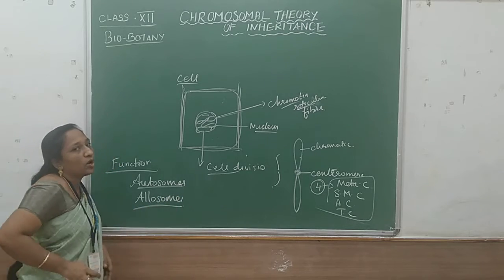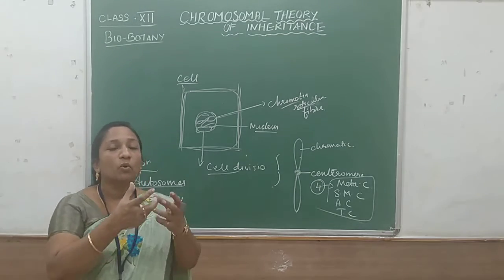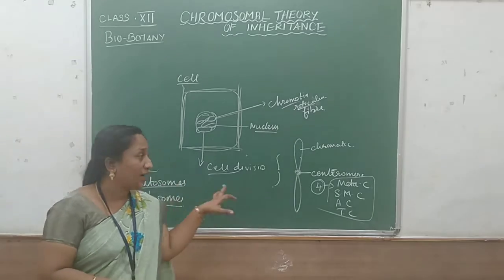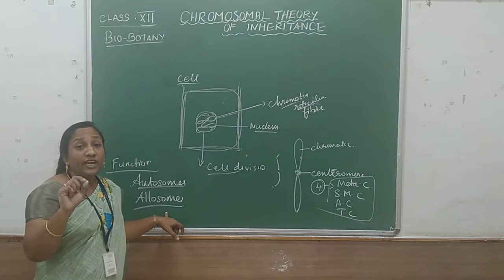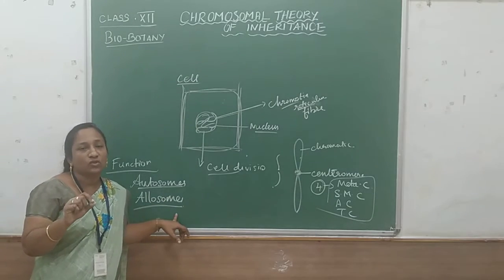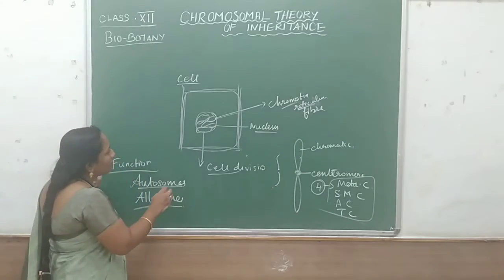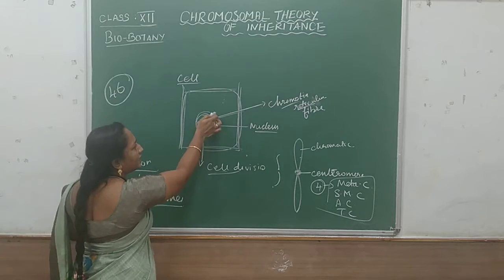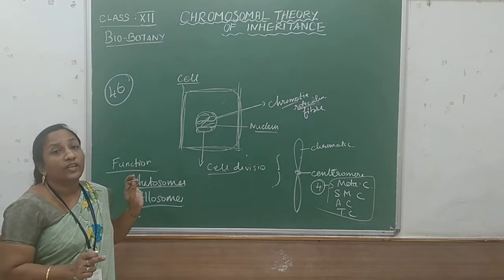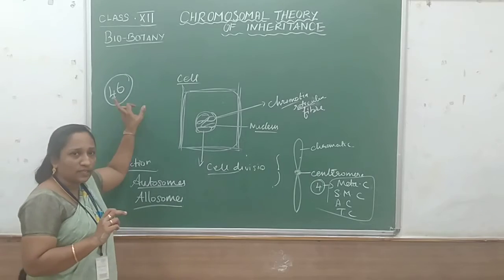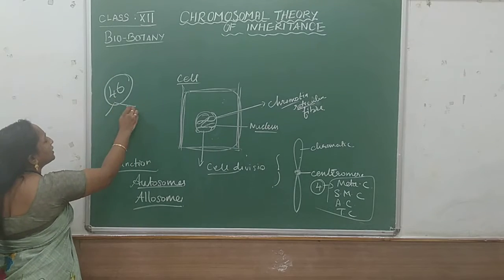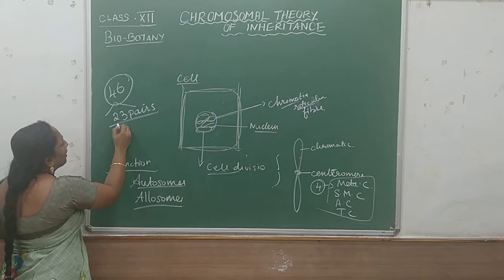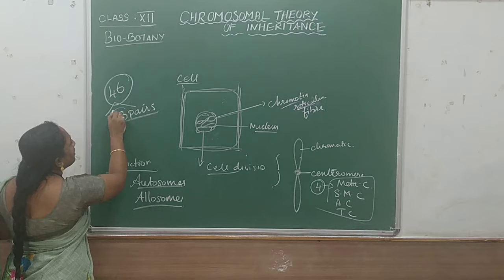What are autosomes? The chromosomes which carry the genes for the characteristic features of all the body cells are called autosomes, and the chromosomes which carry the sex genes are sex chromosomes. In our cells, we have 46 chromosomes. Each cell nucleus consists of 46 chromosomes, in 23 pairs.